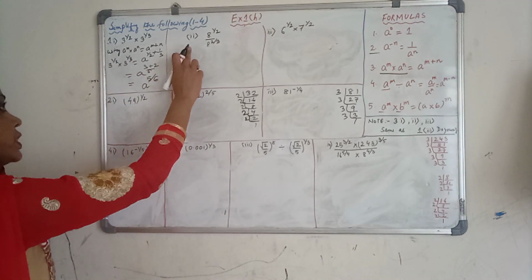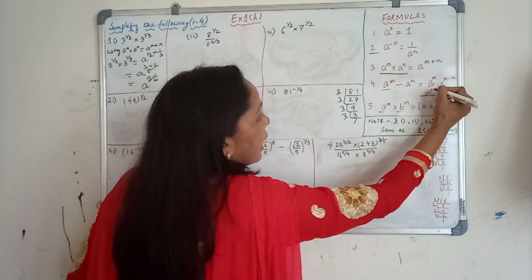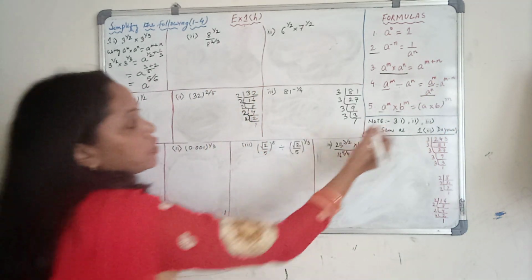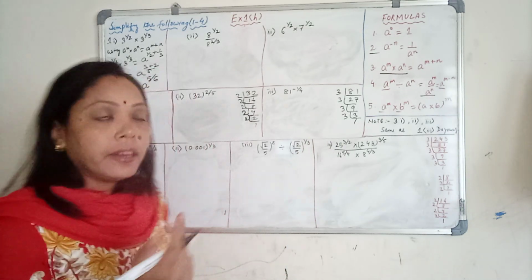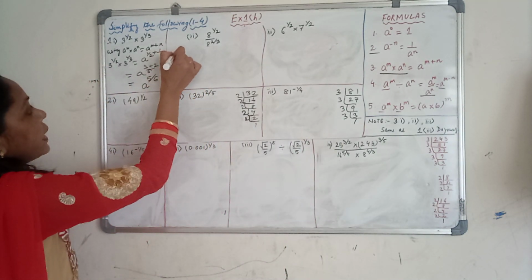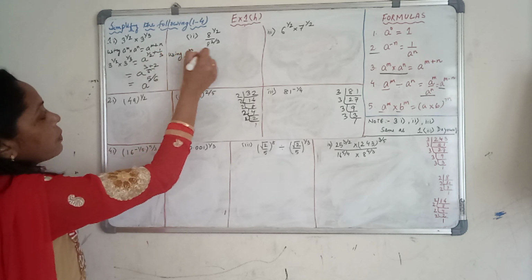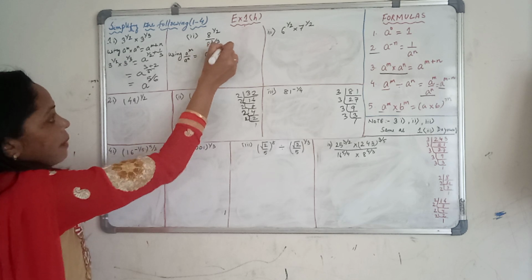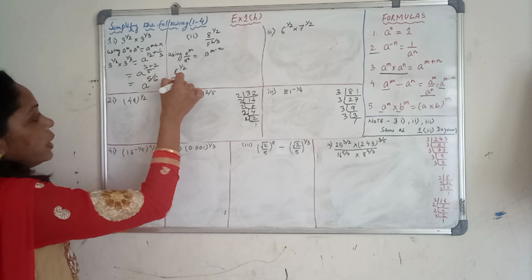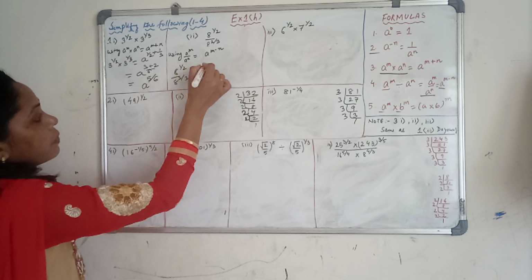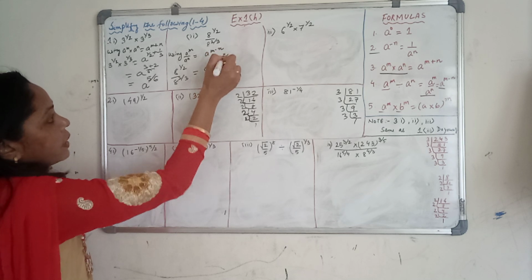Next, in question number 2, if you see, this one is the same as this one. a power m by a power n. So which formula do you have to use? a power m minus n. So using a power m by a power n is equal to a power m minus n. Now 8 power 1 by 2 by 8 power 2 by 3 is equal to 8 power 1 by 2 minus 2 by 3.